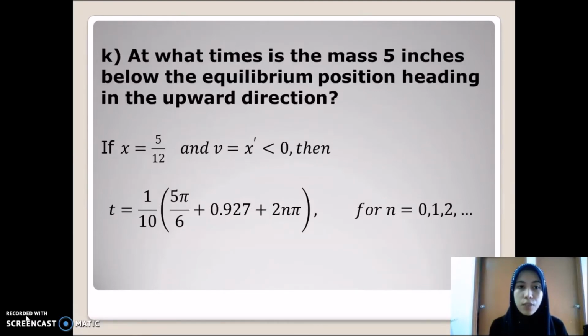So for the fourth case, at what times is the mass 5 inches below the equilibrium position heading in the upward direction? If x equal to 5 over 12 and x prime is less than 0, then t is equal to 1 over 10 times (5 pi over 6 plus 0.927 plus 2 n pi) for n equal to 0, 1, 2.